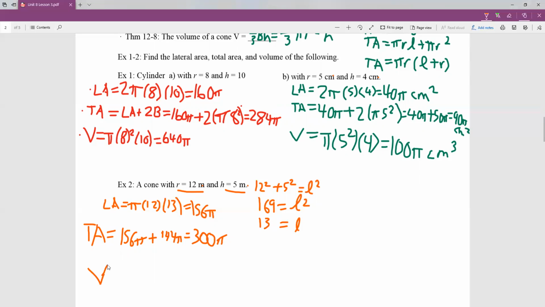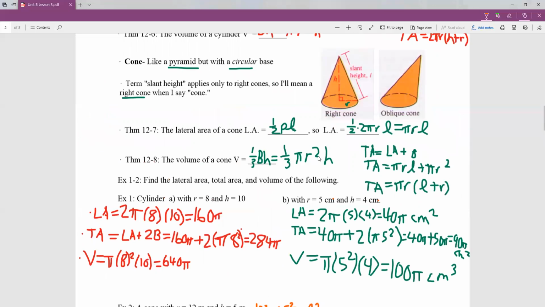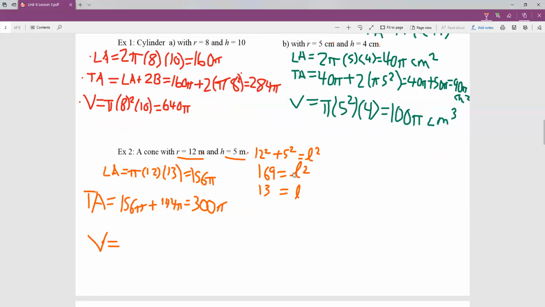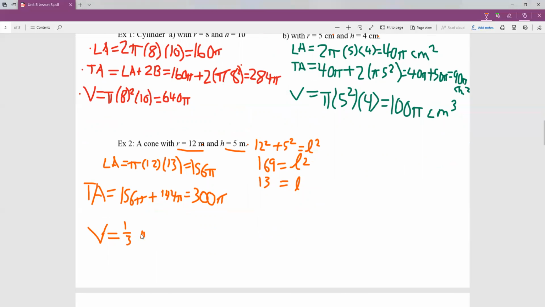And then volume. So for the volume, we're going to have to use the volume formula right here. 1/3 pi r squared h. So it's just 1/3 pi r squared, so 12 squared times h, which is 5. Bada bing, bada boom. Multiply it out. So I'm going to do 12 squared is 144 times 5. Divide that by 3. And I get 240 pi. So this is going to be meters cubed. This is going to be meters squared. This is going to be meters squared.